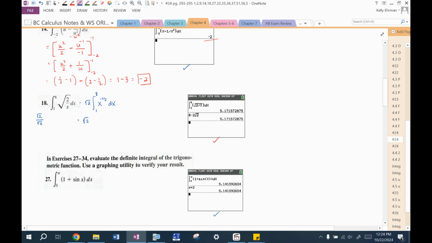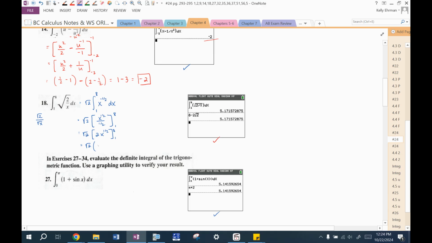Now it's easier to look at, and I add 1 to my exponent, so I get x to the 1/2 divided by that new exponent. Simplify that to make the math easier. So instead of dividing by 1/2, I've got 2 times x to the 1/2, going from 8 to 1. So you could factor the 2 out. I'm just going to leave it.